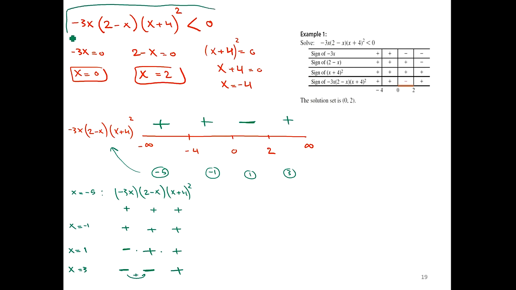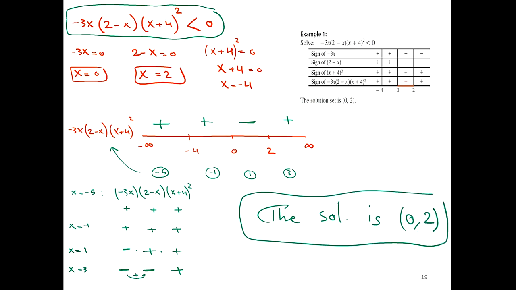Look at this example. We need to find the values of x for which the formula is negative or positive. Here we need the values of x that make the formula negative. So we can conclude the solution is from 0 to 2. This is the solution, because we need to find where this formula is less than 0, so we need the x that makes it negative. Any question?